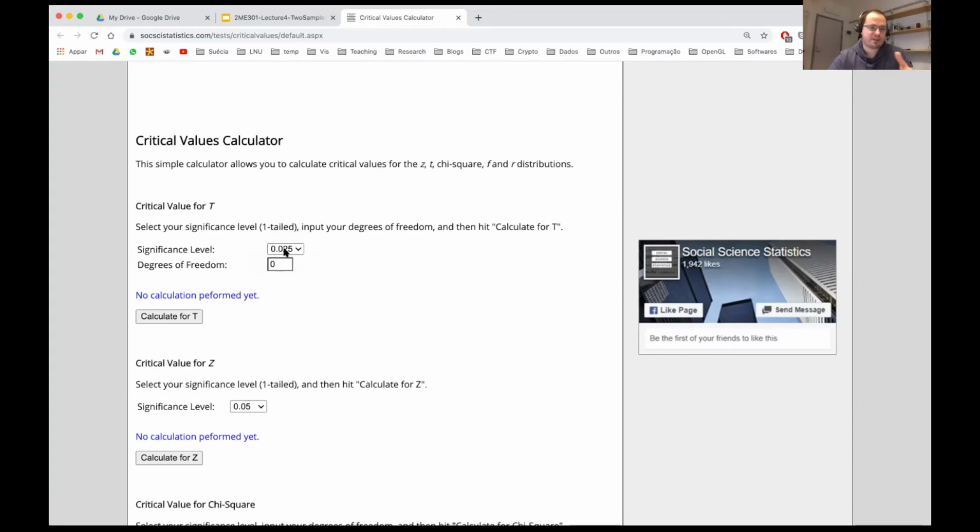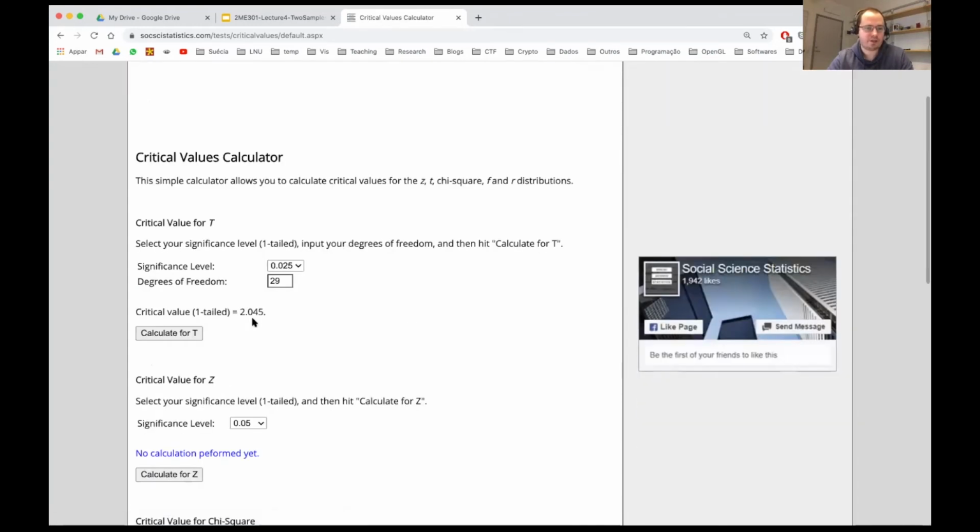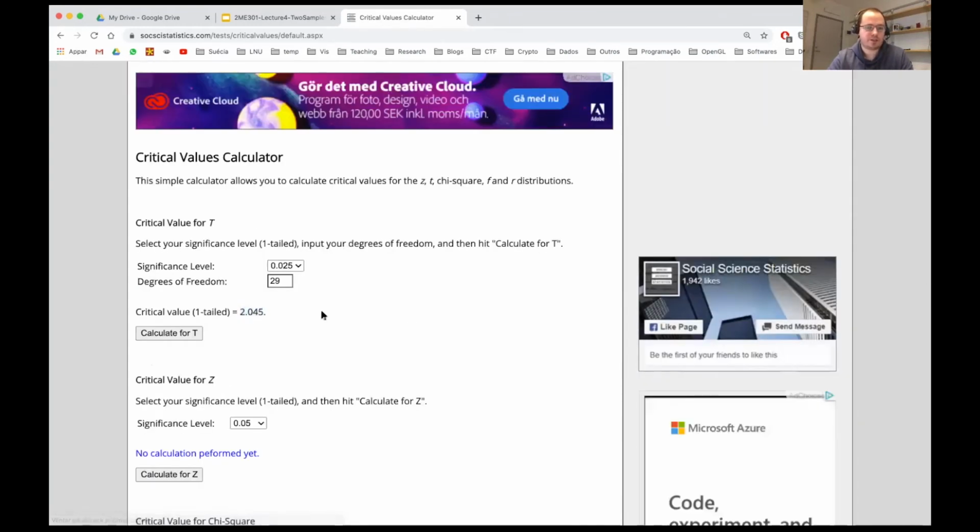So if I take some critical value here, let's say my two samples are the same and they have 30 each, so my degrees of freedom are 29. I calculate for T, and it gives me 2.05. So basically this means I go 2.05 to the left and 2.05 to the right. So minus 2.05, because we're centered at 0, and plus 2.045. That's why I chose 2.5%, because then I have 2.5% on one side and 2.5% on the other side.